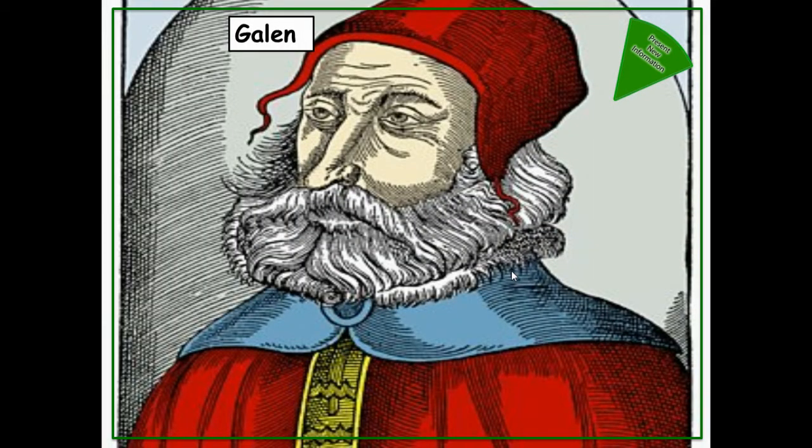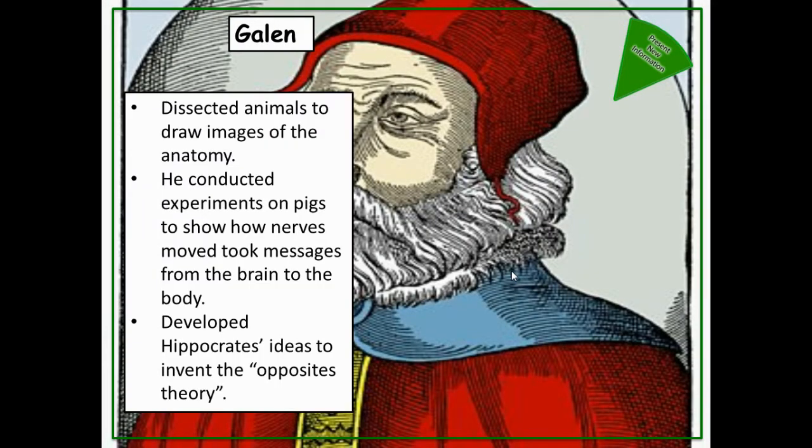Following on from Hippocrates, in ancient Greece, the greatest thinker of ancient Roman medicine was a man called Galen. He was operating at the turn of the century in about 0 to 50 AD. Lots of his work was based on the dissection of animals to draw images of anatomy. So he used to cut open animals like pigs and rats. He couldn't cut open humans because Christians thought that was going against God.